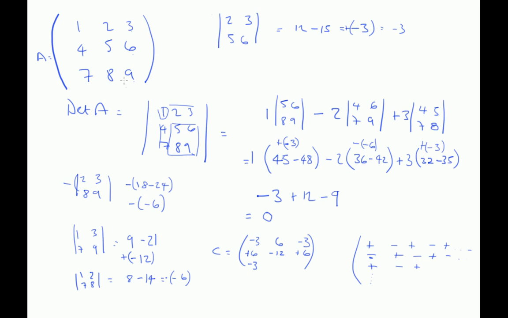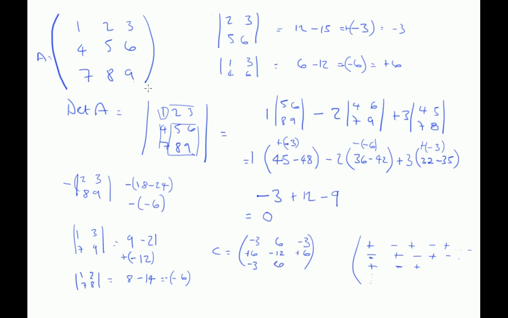The cofactor of this is the determinant 1, 3, 4, 6, which gives us 1 times 6 is 6, minus 3 4s are 12, which gives us minus 6. And we are looking at this 8 here, which has a negative, so it's minus minus 6, which is plus 6, so we have a plus 6 in here.